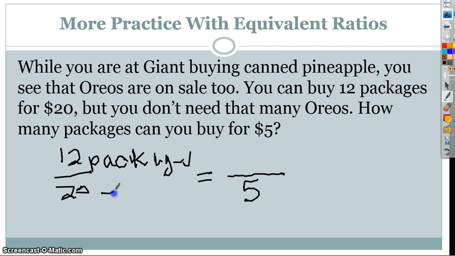We see that 20 divided by 4 equals 5. So we know that we also have to divide by 4 on the top. 12 divided by 4 is 3. We can purchase 3 packages of Oreos for $5.